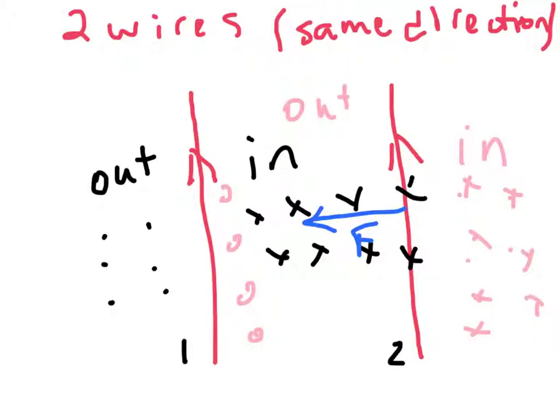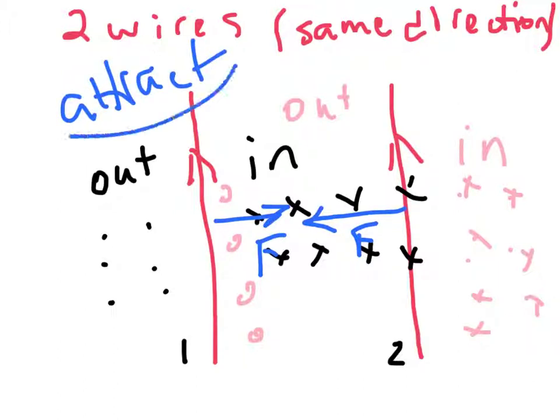So if my fingers are pointing out of the screen and my thumb is pointing up the screen, then the force is going that way. Those two are going to attract because the forces are going together.